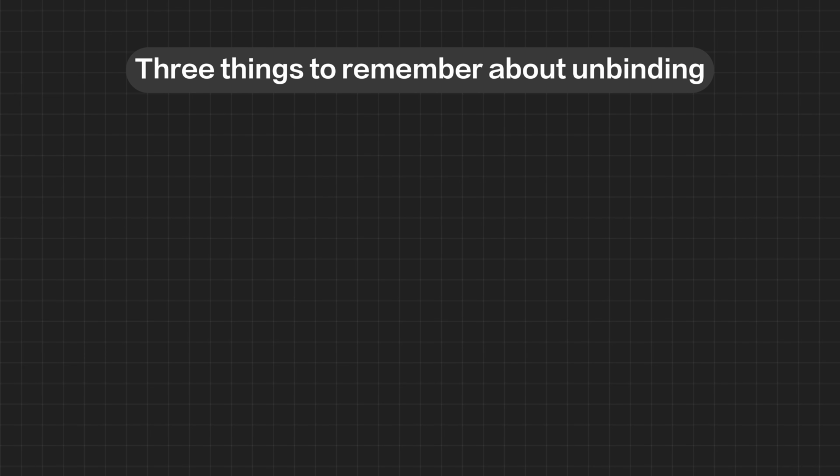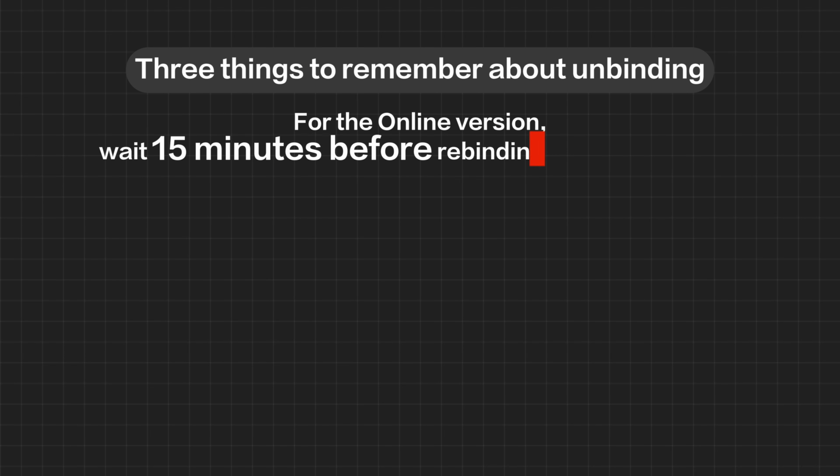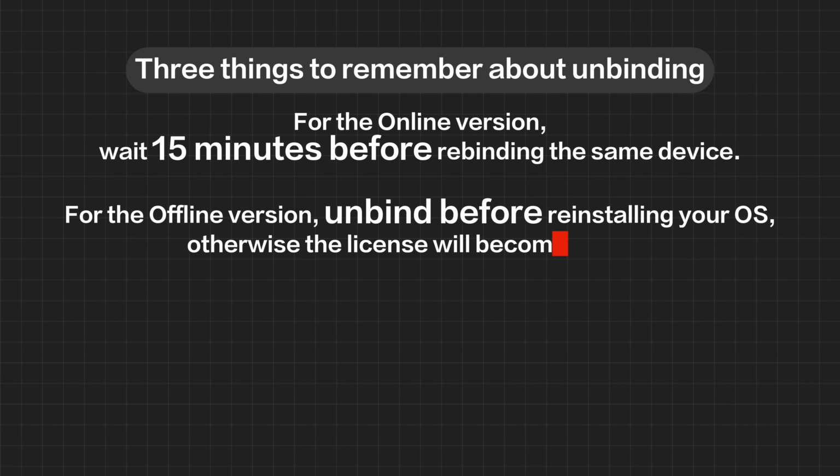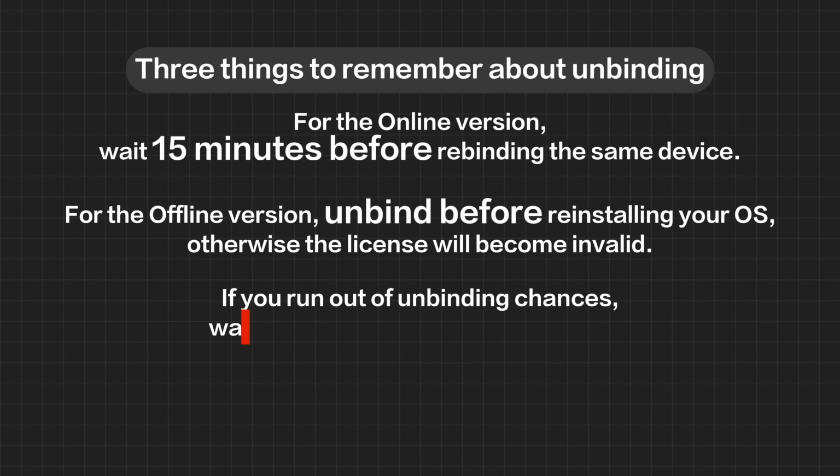3 things to remember about unbinding. For the online version, wait 15 minutes before rebinding the same device. For the offline version, unbind before reinstalling your OS. Otherwise, the license will become invalid. If you run out of unbinding chances, wait a calendar year for reset. For special cases, contact our support team.